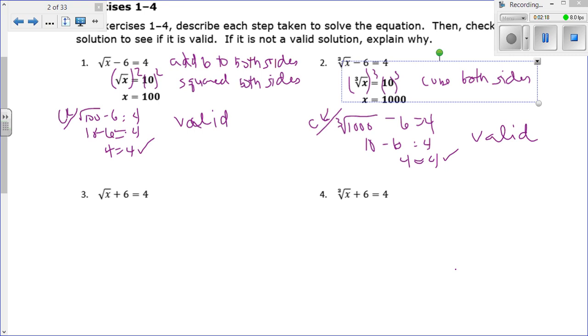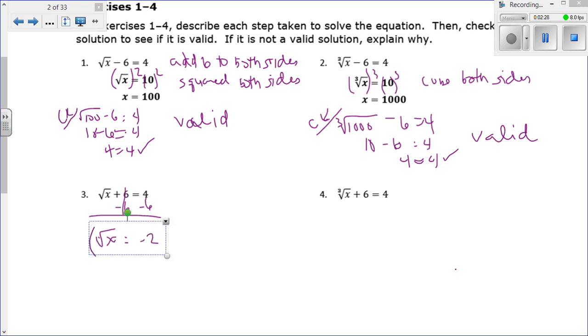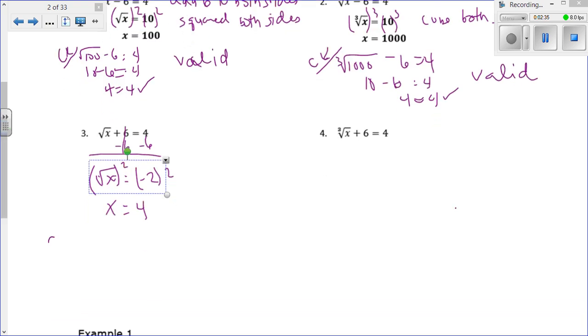All right, for the next one. Minus 6 minus 6. So the square root of x equals negative 2. Square both sides. So x equals 4. We need to check. So the square root of 4 plus 6 equals 4. The square root is 2, plus 6 equals 4. 8 is definitely not equal to 4. Therefore, this is not valid.